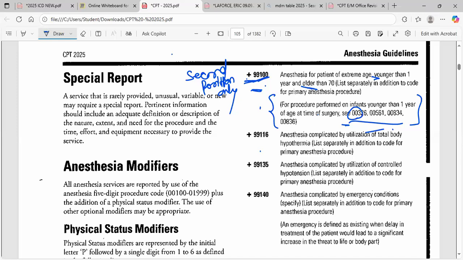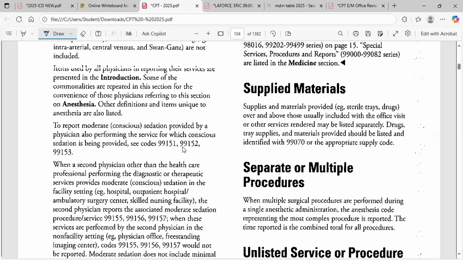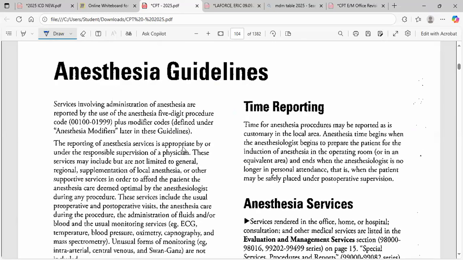So in your examination you will find 99100 as a common code or in a question, but other than that you will not find any code from the qualifying circumstances in your examination. Let's move further. In the anesthesia section, we just have the one instruction here, time reporting instruction. So time reporting means we have to report the anesthesia time also.